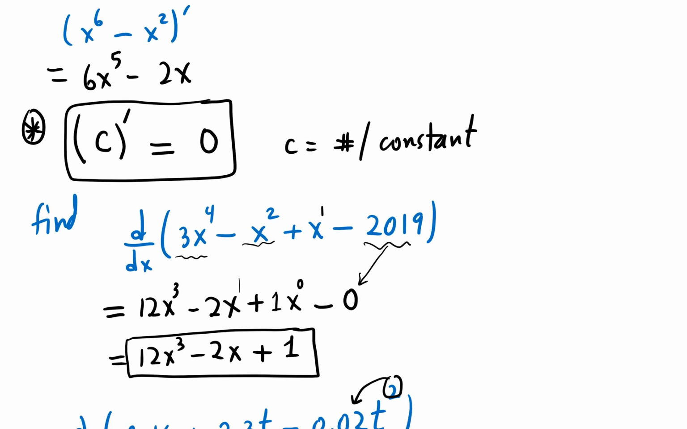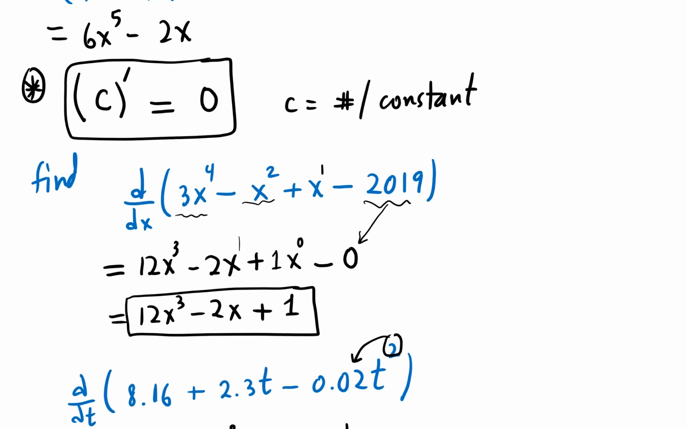Another example: how about if we're asked to find the derivative of something like this? You're welcome to pause the video first and try it before you see how I'm doing it, or I'm going to do it. So this is squared here. How do you find the derivative of this? You simply find the derivative of each one of them. The first one is a number, 8.16. That's a constant, so its derivative is 0.